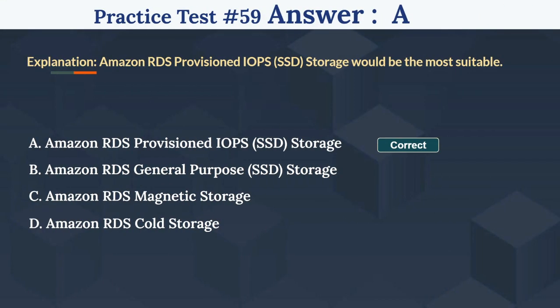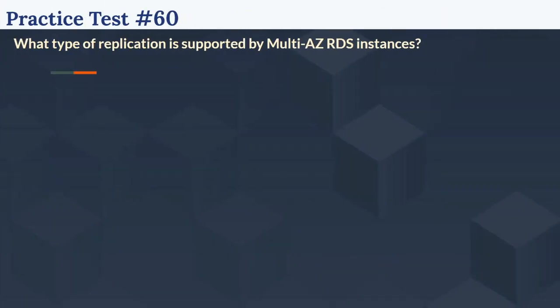So the right answer is A, Amazon RDS Provisioned IOPS SSD storage. Amazon RDS Provisioned IOPS SSD storage would be the most suitable. Let's move to the next question.